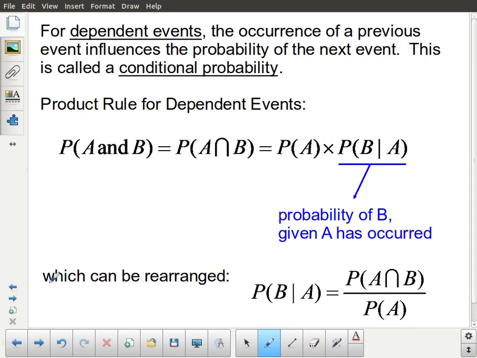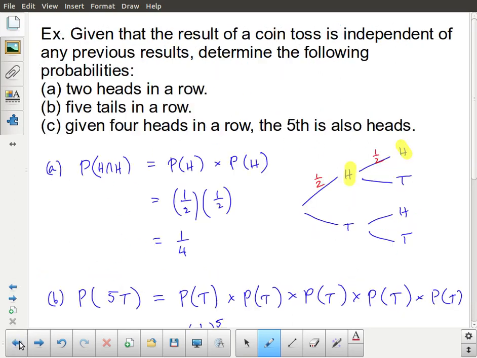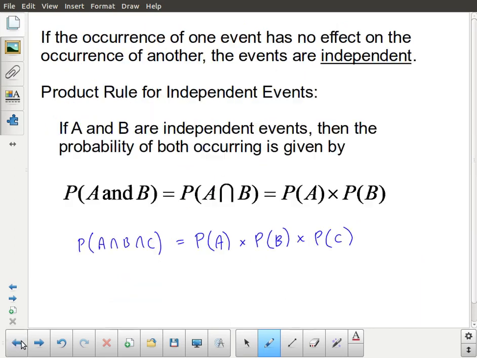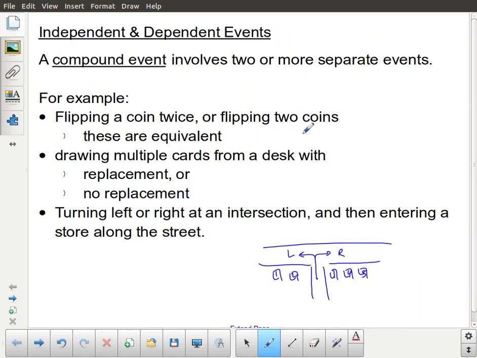Before I start talking about the algebra of it, I just want to go back because now I think we're ready to talk about these examples that I gave. Flipping a coin twice or flipping 2 coins. I've done a couple of examples that involve coins. I think you can see that these are independent. Drawing multiple cards from a deck. Oh, this says desk. That's supposed to say deck. With replacement or no replacement.